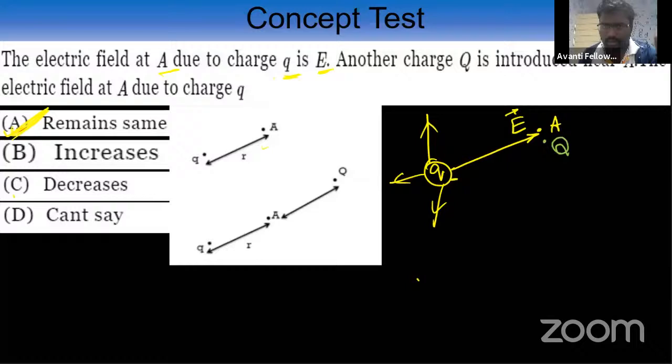Whose magnitude is Q, capital Q, near A. The electric field at A due to charge Q. Now, because of charge Q, what is the magnitude of electric field at point A is my question. So does that change anything?